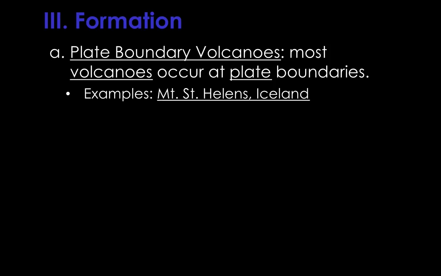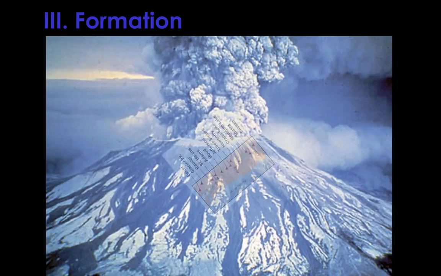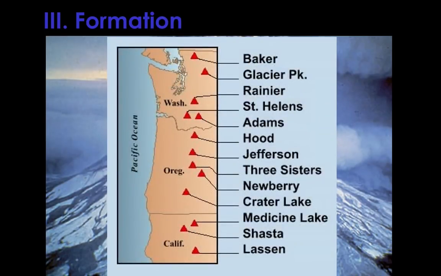The other kind of volcanoes that we have are on places called hotspots. Oops, I forgot this was there. So they're showing you a bunch of volcanoes in the Pacific Northwest. And these are just a few of the ones that you will find along the Ring of Fire.